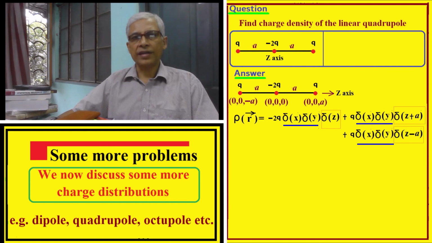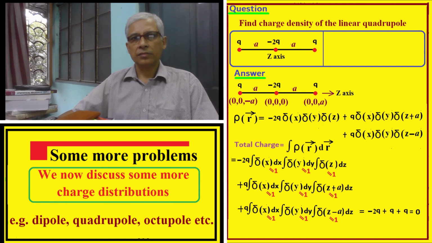The z part will vary only, it being Dirac delta of z for charge minus 2q situated at z equal to 0, and Dirac delta of z minus of minus a, that is z plus a, for the charge q located at z equal to minus a. And finally we have for the charge q at z equal to a, Dirac delta z minus a, as you can see in the last term. Now we can verify the expression for charge density through a calculation of the total charge. It is there for you to check.